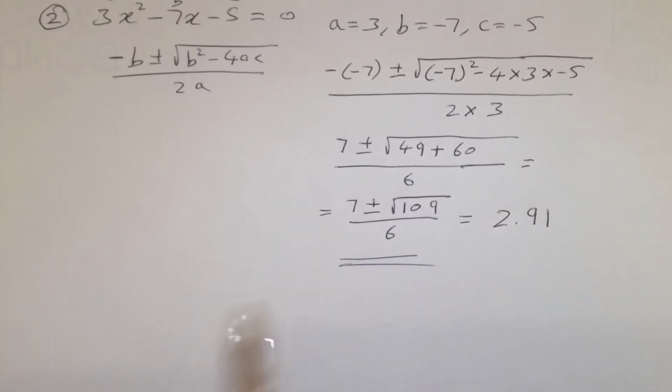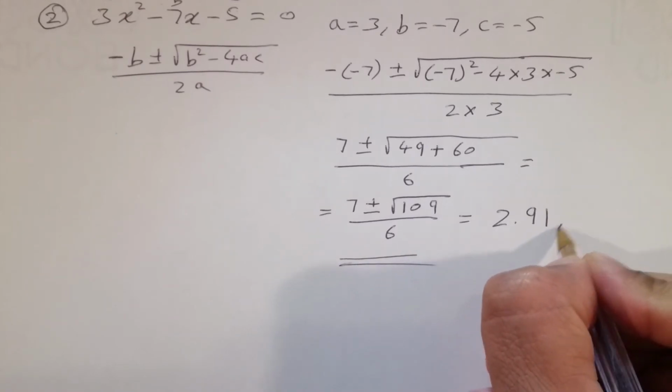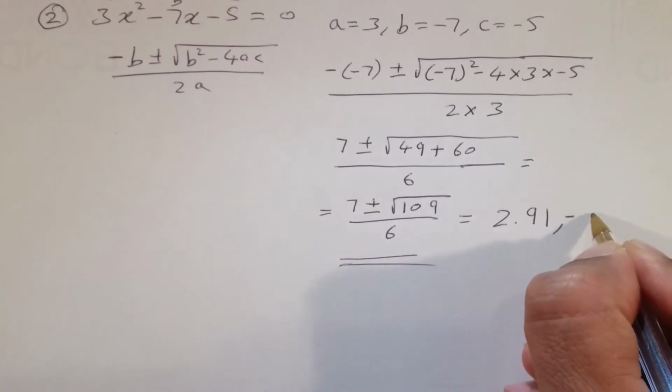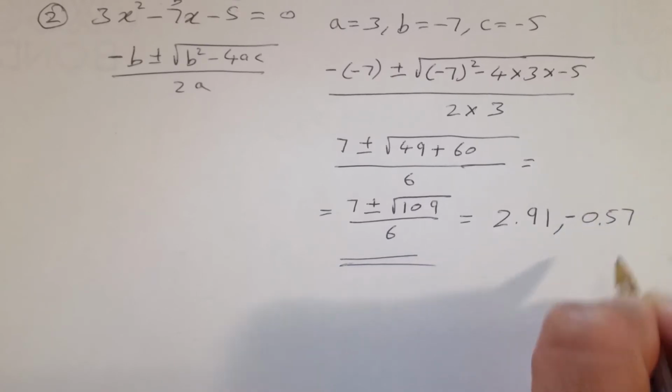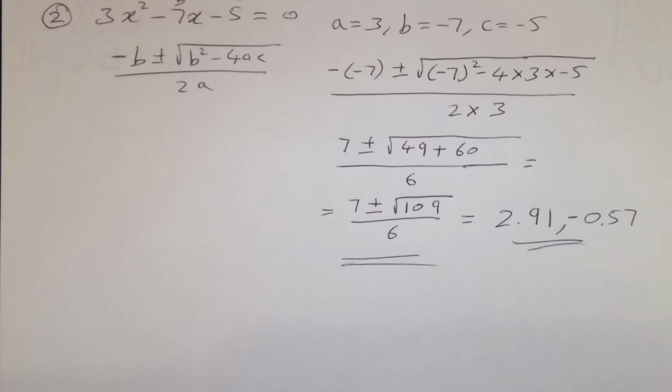So your final answer will be 2.91. So what I did, 7 plus root 109 over 6, and with the negative one, you get the answer minus 0.57, with 2 decimal places. That's it, nice and easy. You just have to memorize the formula. Let's move on to the third one now.